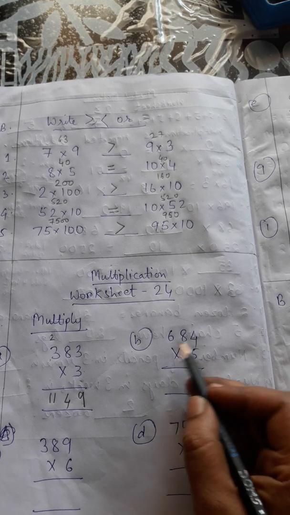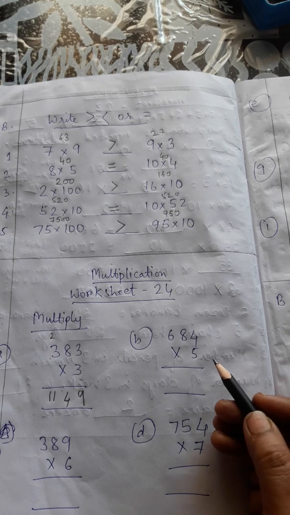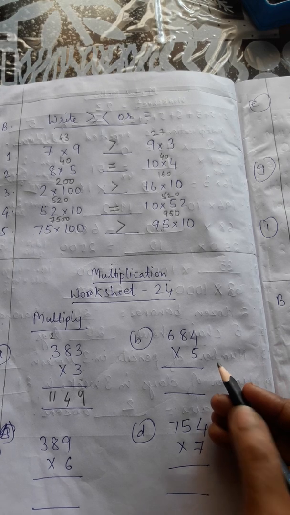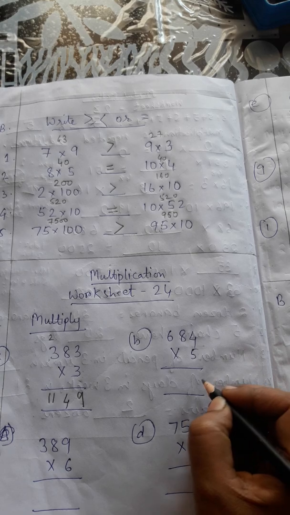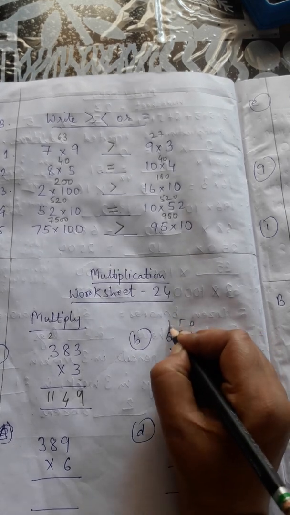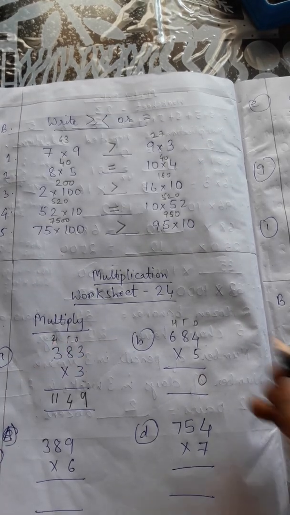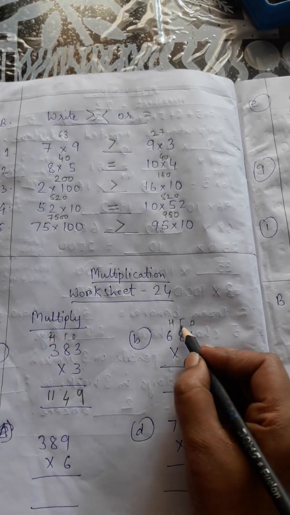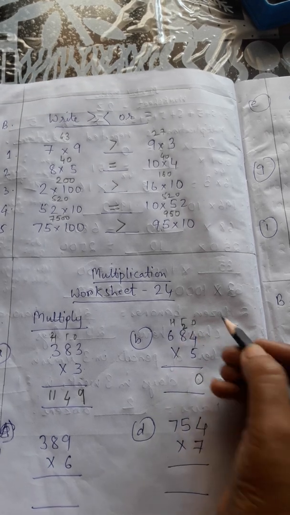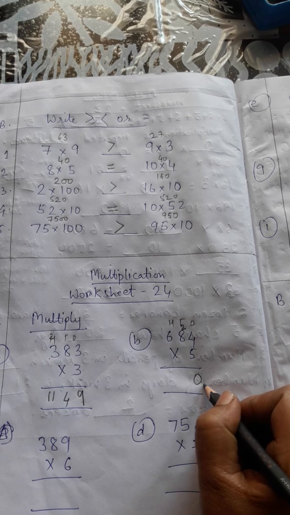Next, 684, multiply 684 by 5. So keep the tables of 5 in your mind. Next, 5 4s is how much? 20. Put 0. If you put 0 first, it is more convenient. Ones, tens, hundreds. 5 4s are 20. So keep 2 at the tens place and 0 under the ones column.